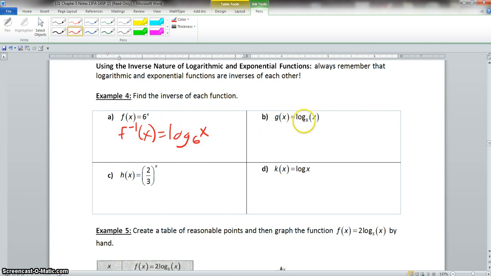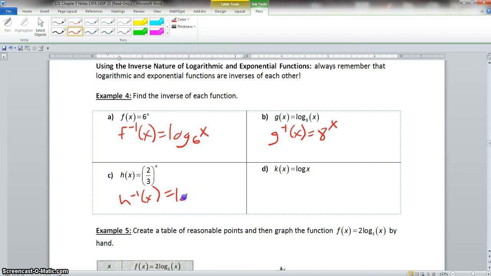Now we have b, g of x is equal to log base 8 of x. So we want to rewrite this as an inverse. So we have g inverse of x is equal to 8 to the x power. Now we go here to c. We have h of x is equal to 2/3 to the x power. So we do the inverse of h.